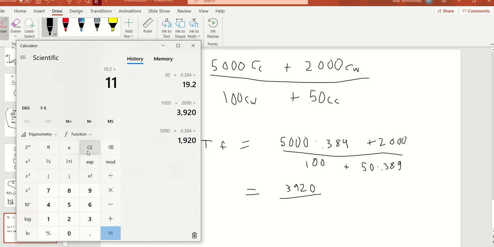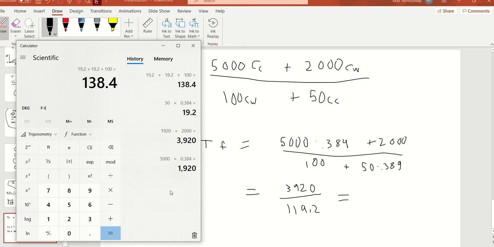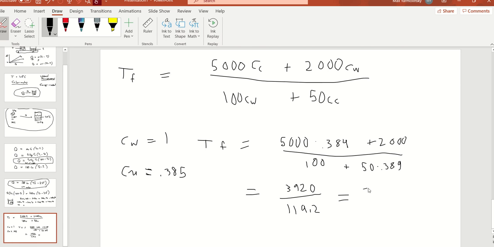Sorry. Give me a second. 19.2 plus 100. That's just 119.2. So let's see what that comes out to. This should be the final temperature of the system. 3920 divided by 119.2 comes out to 32.9 degrees.